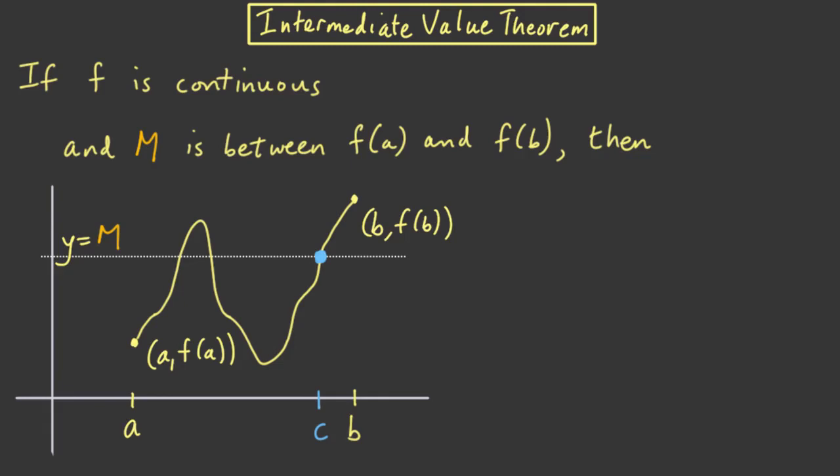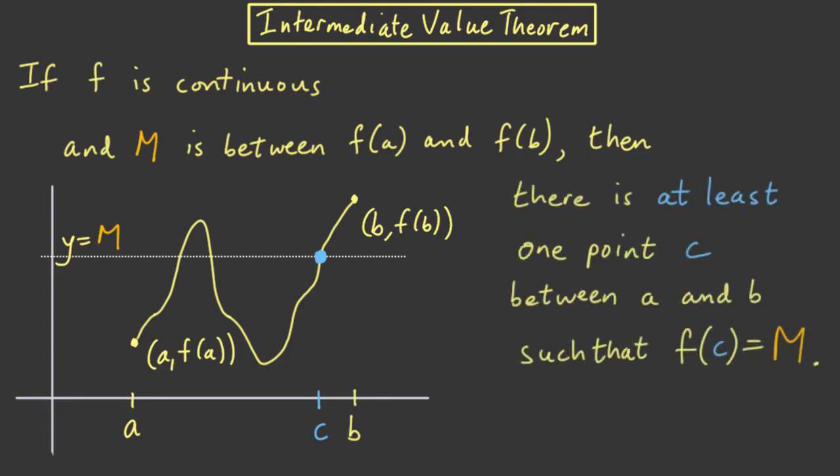So that's what we're going to write above, that there is at least one point c between a and b such that f of c equals m. But we need these conditions. In order to use the intermediate value theorem, m should be in between f of a and f of b, and, very important, f needs to be continuous.